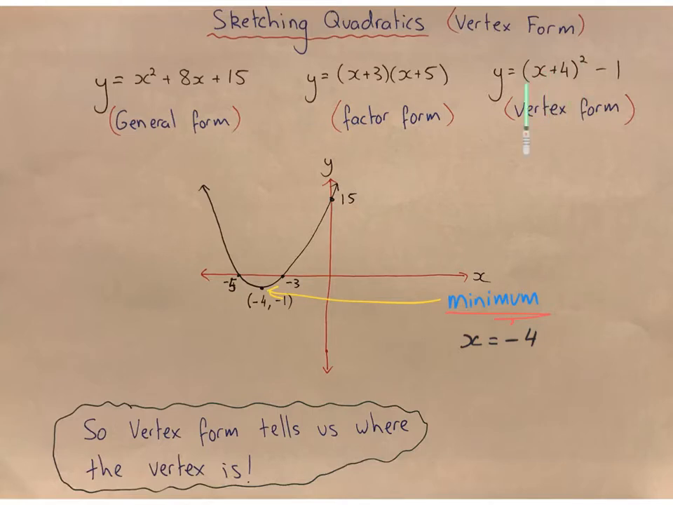So if I want to make this as small as possible, well, this term is going to be 0, and I'll get an output of minus 1. So that tells me the turning point occurs when x equals minus 4, making the bracket 0, giving me an output of minus 1.